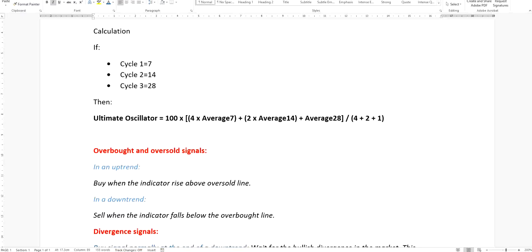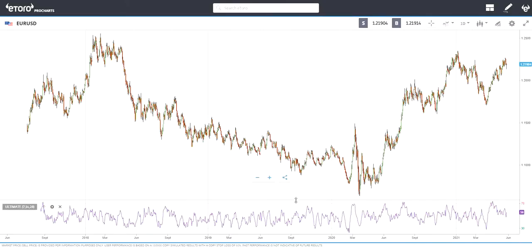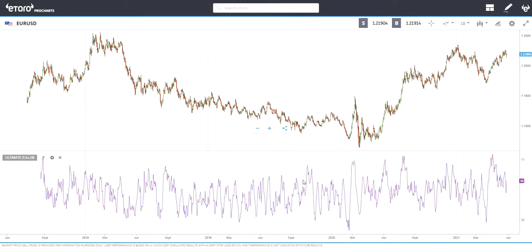Okay, so we go back to the platform. We don't change the cycles, we just leave them as 7, 14, 28. The color is just something you can change or not, that's personal. Then for the overbought and oversold, normally we go red for one and green for the other, or maybe another different color. Okay, create. I make this window a bit bigger so you can see better.